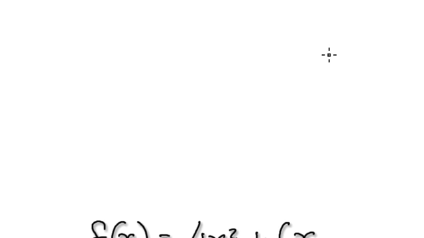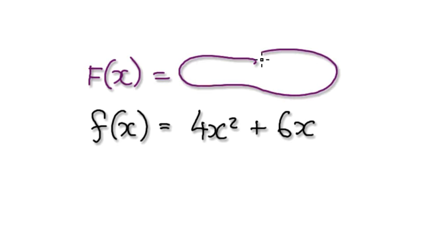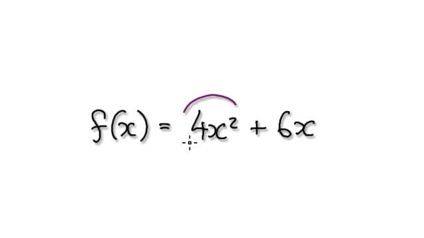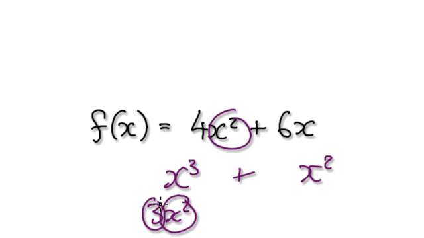Let me give you another example. What is the antiderivative of this? You're trying to come up with a function that, when you differentiate it, will give you this. So start out with your guess. Looking at this one here, you would probably guess x to the power 3. And then looking at this one here, maybe guess x squared. When you differentiate this, it will give you 3x squared. This here is good, this here is good, but you don't want the 3. You want this 4 here.